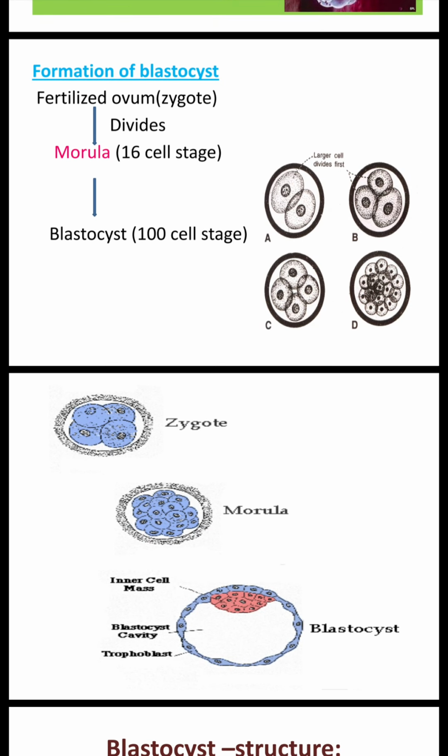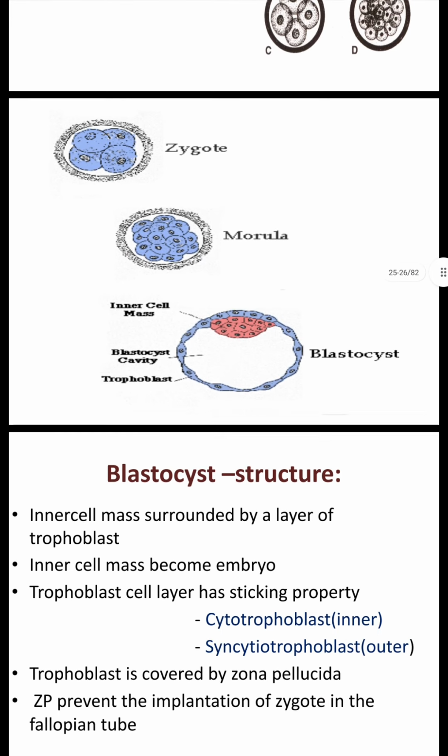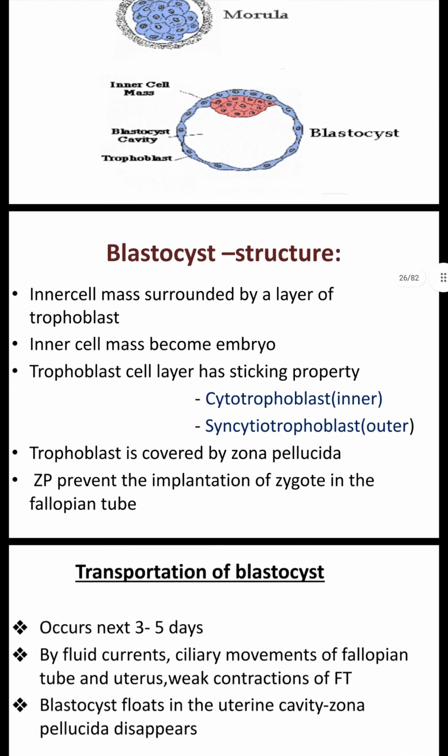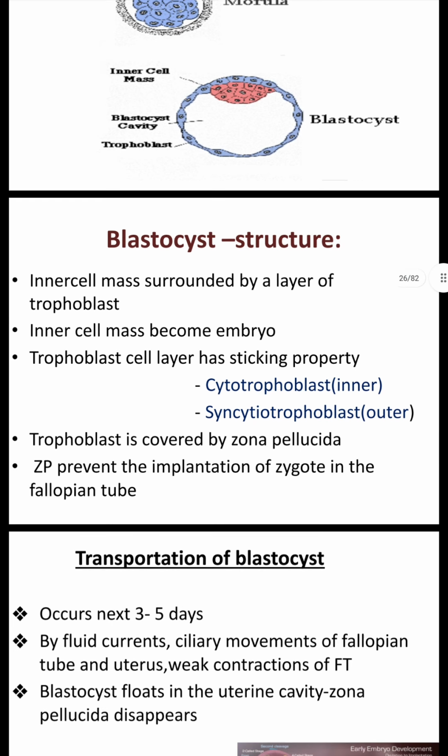The fertilized ovum is a zygote. It divides and divides and forms a morula, that is a 16-celled stage. On further division, it forms the blastocyst. So this is a blastocyst. Here you can see it is arranged as an outer trophoblast and an inner cell mass.